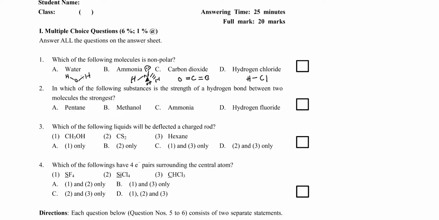Then you need to identify whether the bonds in the molecules are polar or not. For O-H, it is polar, and the polarities of the two O-H bonds cannot cancel out each other, so it is polar. For ammonia, also polar bonds, and the polarities of the three N-H bonds cannot cancel out each other. So at last, you will have a dipole moment going upwards.